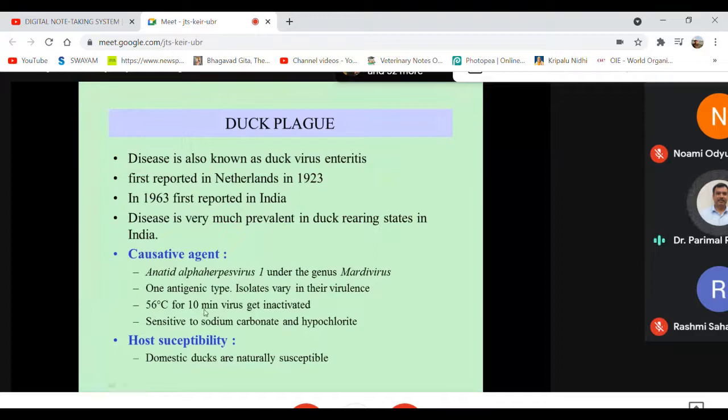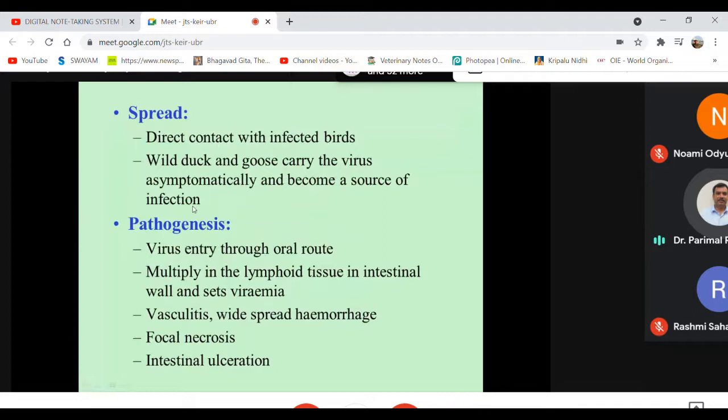This virus, mainly the clinical infections, we could see in the domestic duck; they are highly susceptible. However, the free-range geese and duck species, the wild ducks, are considered to be the main reservoir of the virus. They carry it in the intestines and contaminate the water bodies, and in contact, birds may get the infection. This is one of the major ways of spreading the infection. The wild ducks and geese carry this virus asymptomatically.